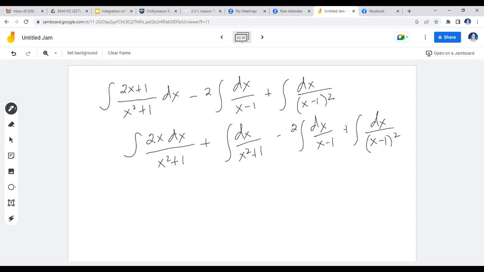This one, if this is your u, your du is 2x, right? U is x squared plus 1. Your du is 2x dx. So this is an ln of x squared plus 1.